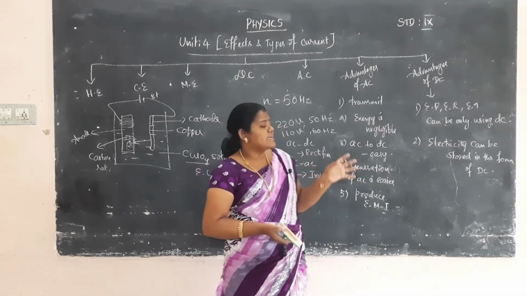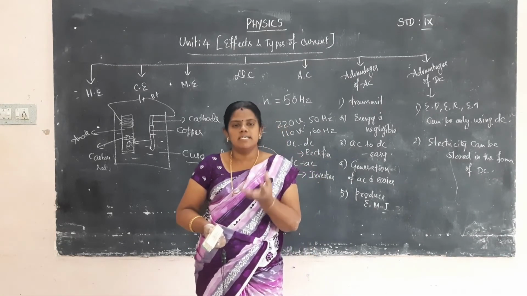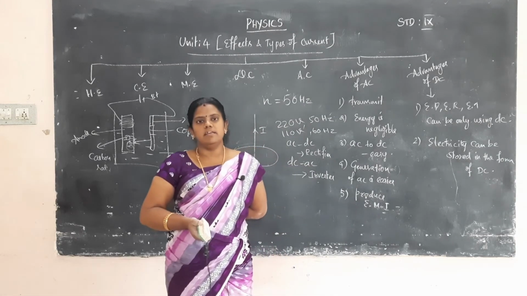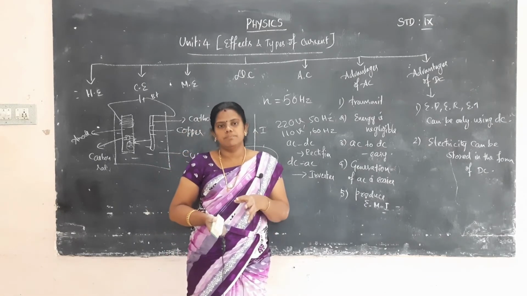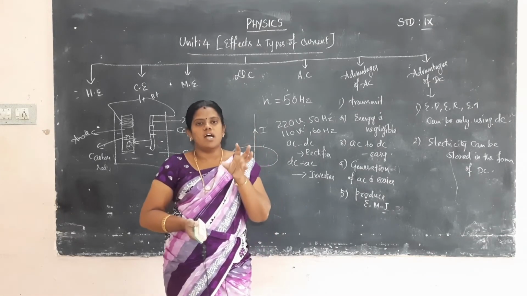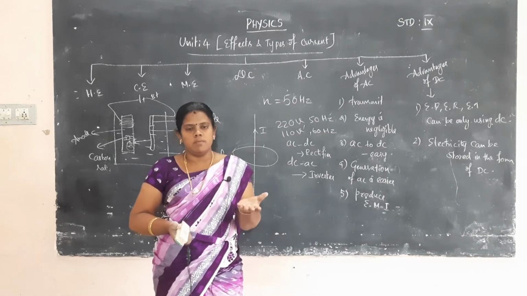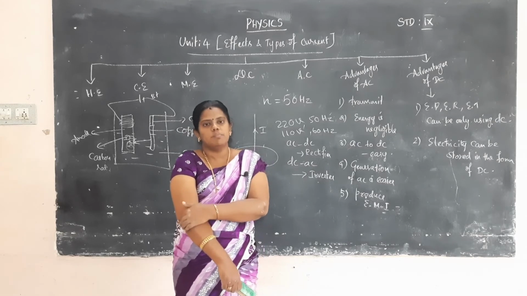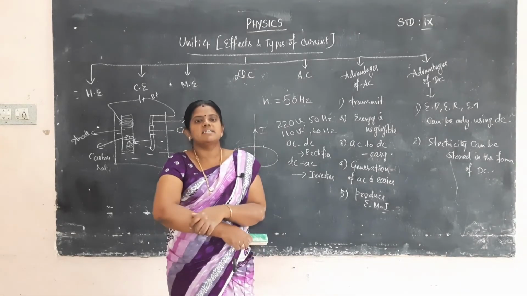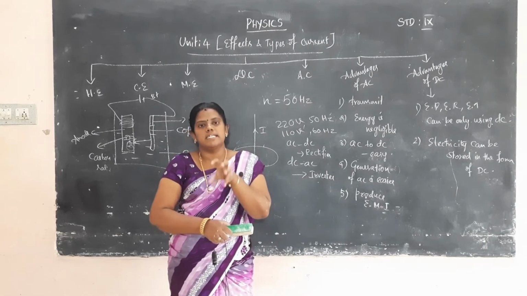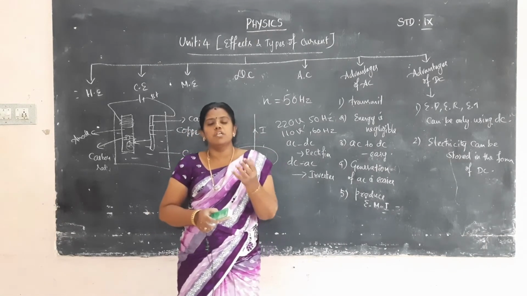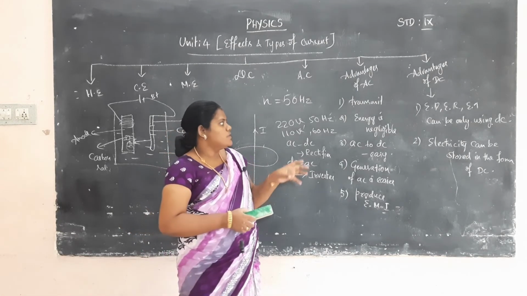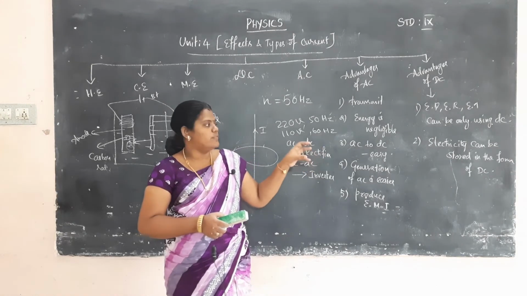Electricity can be stored in the form of DC easily. Moreover, we use batteries to store electrical energy from the AC current. We charge the battery, and the battery is used in various electronic appliances, especially mobiles. All the time we have to charge them using alternating current. But mobiles have a battery, and the battery gives DC current, so the mobile works using DC current. But that DC current is obtained from the AC current. So electricity can be easily stored in the form of DC.